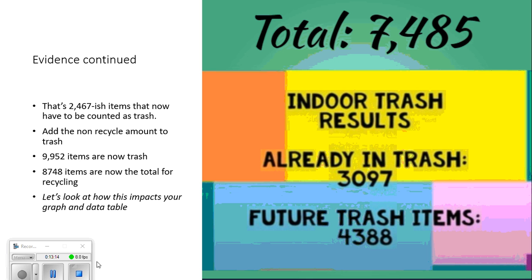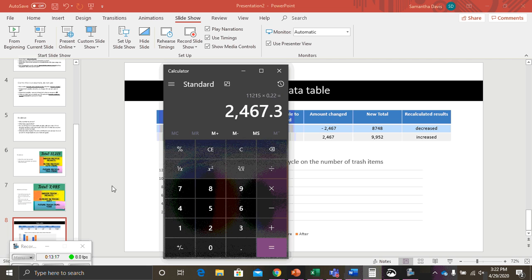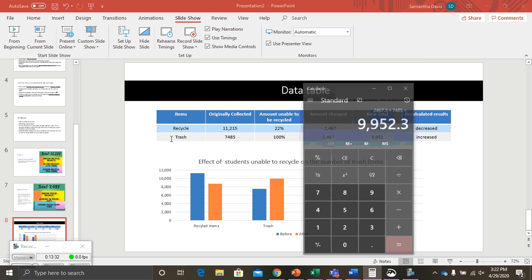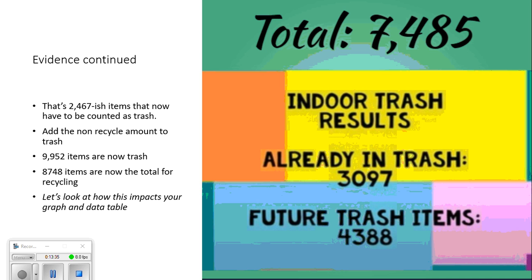Then you add this. This is the math part. So now I add this to the amount of trash, which is 7,485. Wow, that's how many items are now trash. Not only do you have to add this amount to trash, you have to reduce it. You have to add this much to here, and then subtract that much from here. So now there's over 9,000, almost 10,000 items that are trash, and recycling has lowered from 11,000 to 8,000.